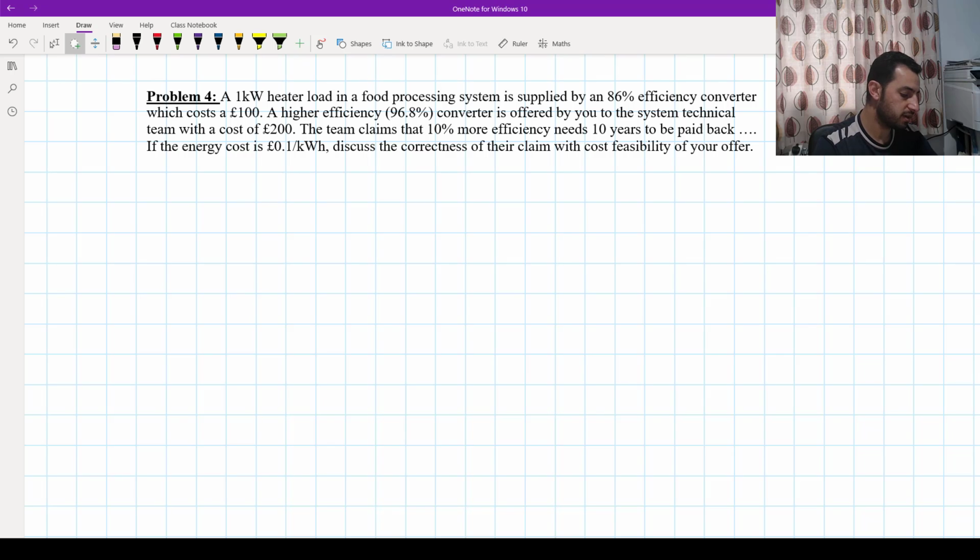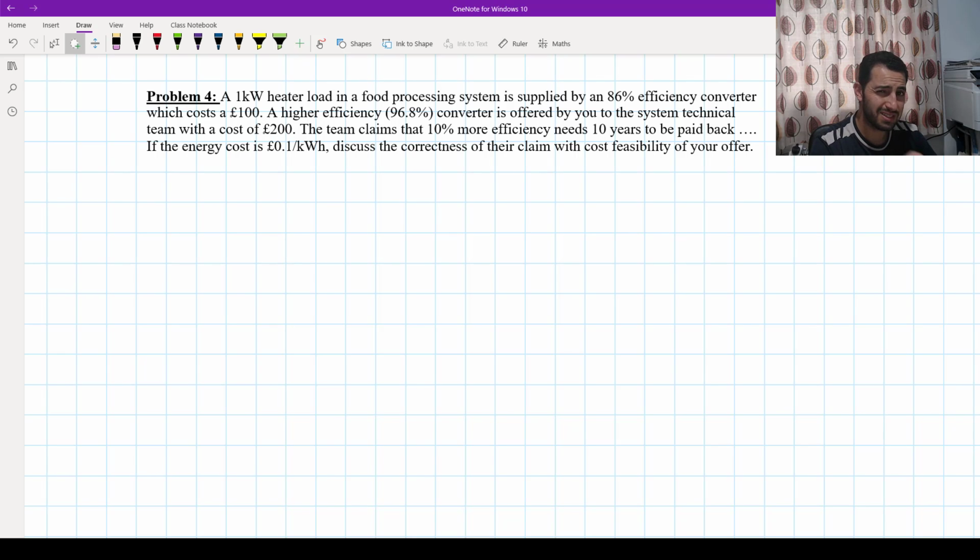Now there is a higher efficiency converter. The efficiency is about 96.8% and is offered by you. So you have designed that converter and you want, for example, to market that to the technical team for the factory, and you sell it for £200. Your efficiency is higher compared with the first one, and your cost is doubled.